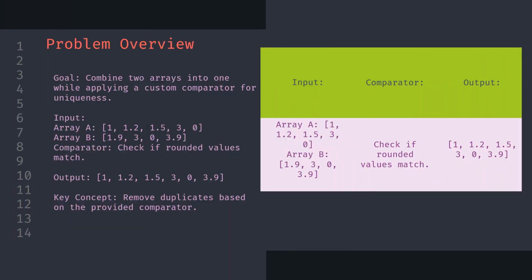The problem involves merging two arrays while removing duplicates based on a custom rule defined by a comparator. For instance, if the comparator checks for rounded values, 1.2 and 1.9 would be considered equal.